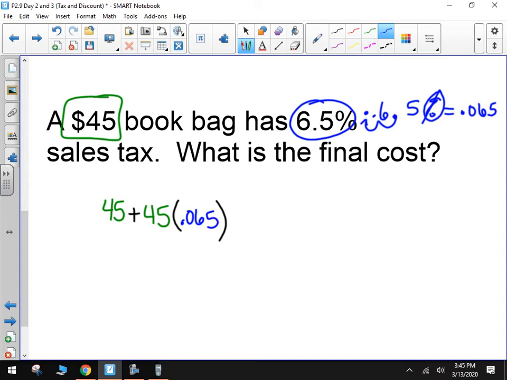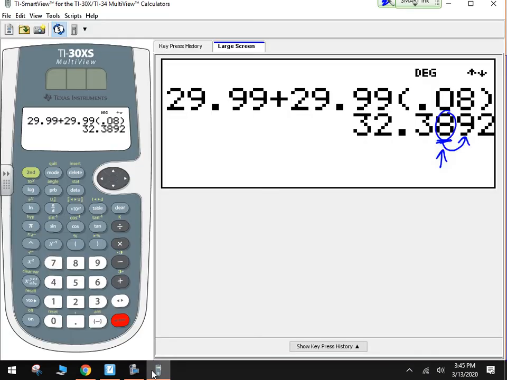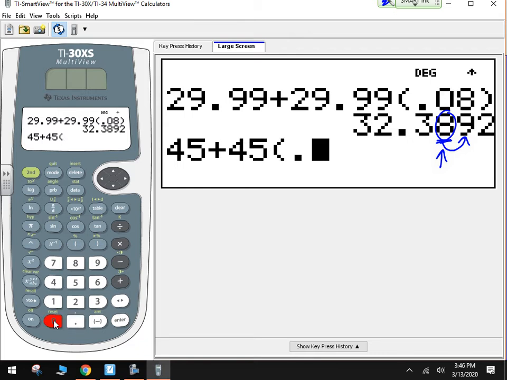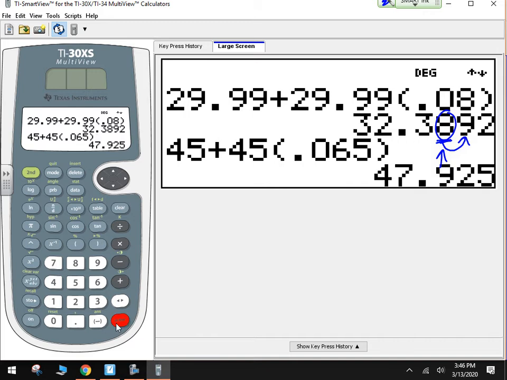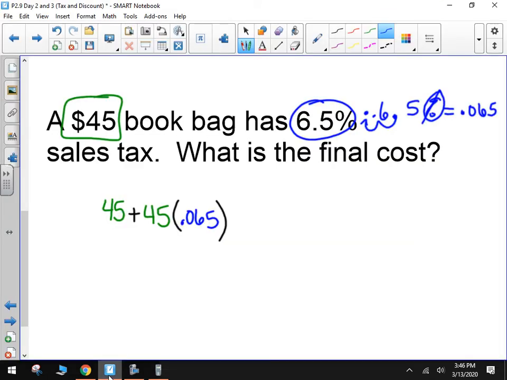And again, I type that whole thing in my calculator. Okay, so I do 45 plus 45 times 0.065, and I close the parentheses. And I hit enter, and I get 47.925. And again, this is still money. So I have to stop the decimal here. This is going to be my last number, this 2. Okay, I look to the number behind it. It's greater than 5. So now that 2 becomes a 3. I round up. So my answer is $47.93.